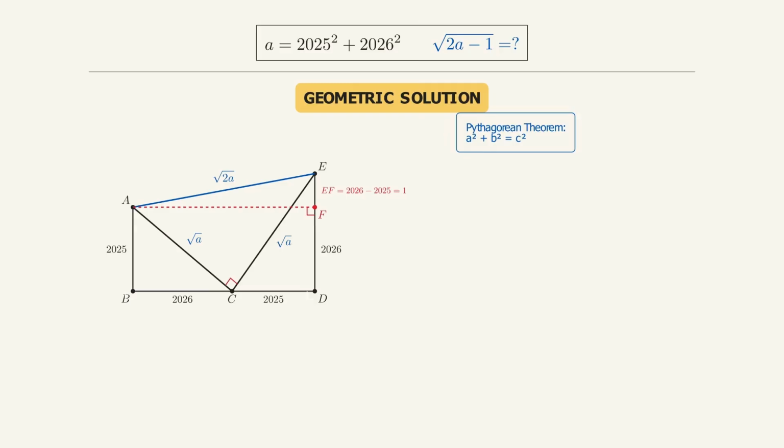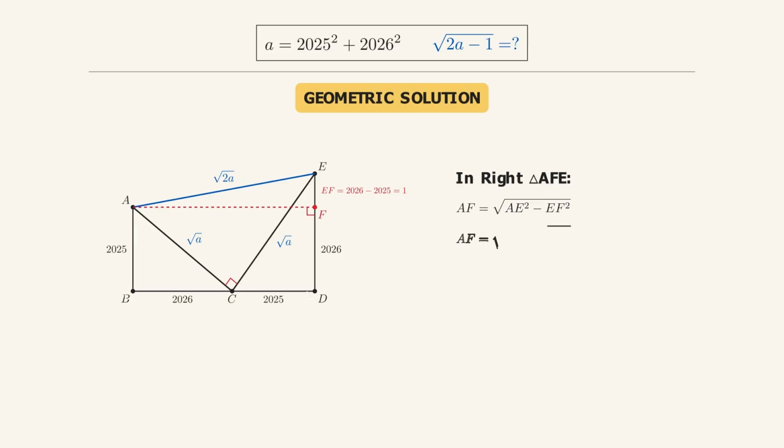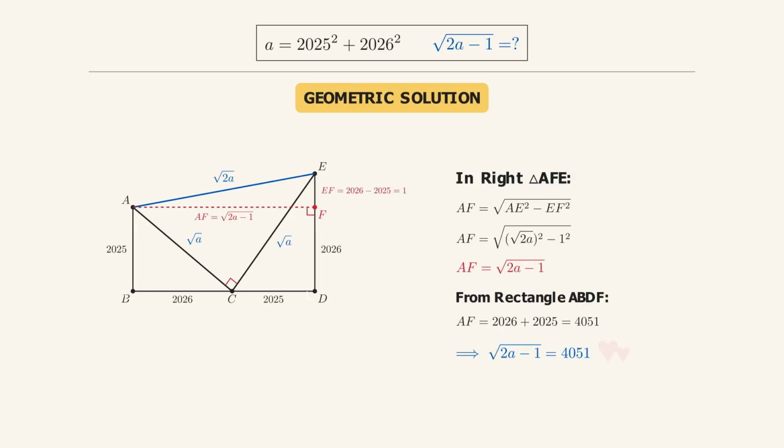Now, look at line segment AF. Inside that top right triangle, using the Pythagorean theorem again gives AF as the square root of 2a minus 1. But as the top edge of our rectangle, AF is also just 2026 plus 2025, or 4051.